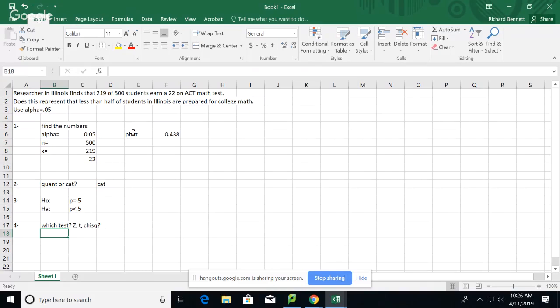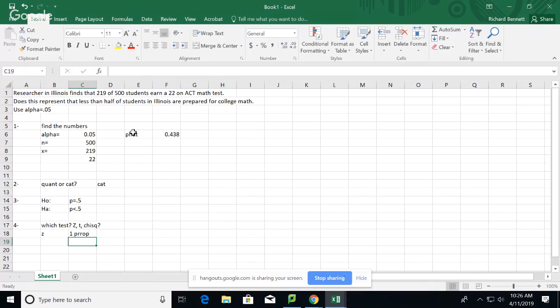Jalen, did you raise your hand? You think it's a T? No, it's a Z. You think it's a Z? Because I don't think you raised your hand there. Who thinks it's a chi-square? Okay, must be a Z. Which Z is it? Because we have more than one Z test, right? It's a 1 proportion Z test.